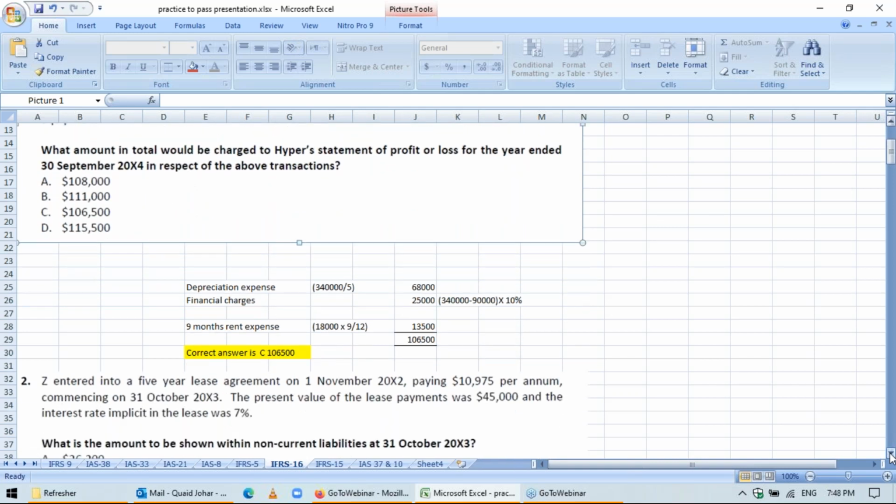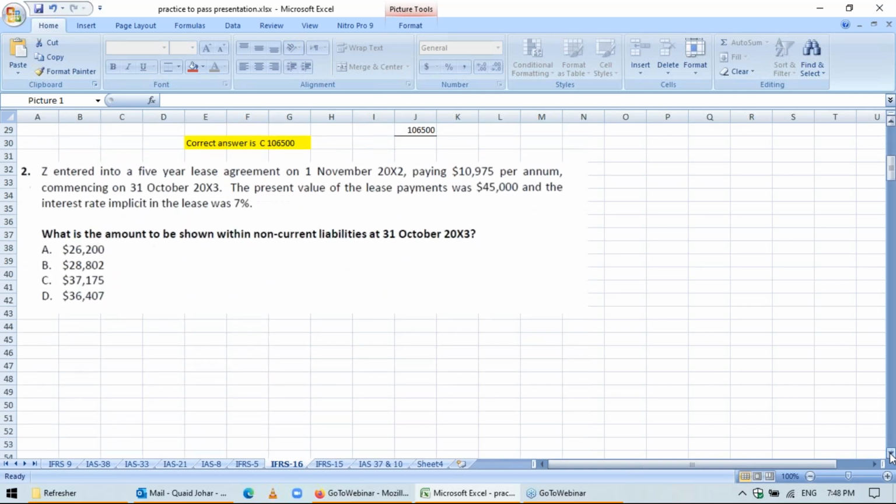Okay, let's move on to the second question. So over here, Z entered into a 5-year lease agreement on 1 November 2002, paying 10,975 per annum, commencing on 31st October 2003. So the first payment is after 1 year's time. The lease starts on 1st November 2002, but the payment will occur in 1 year's time. The present value of the lease payment was 45,000, and the interest rate implicit in the lease was 7%.